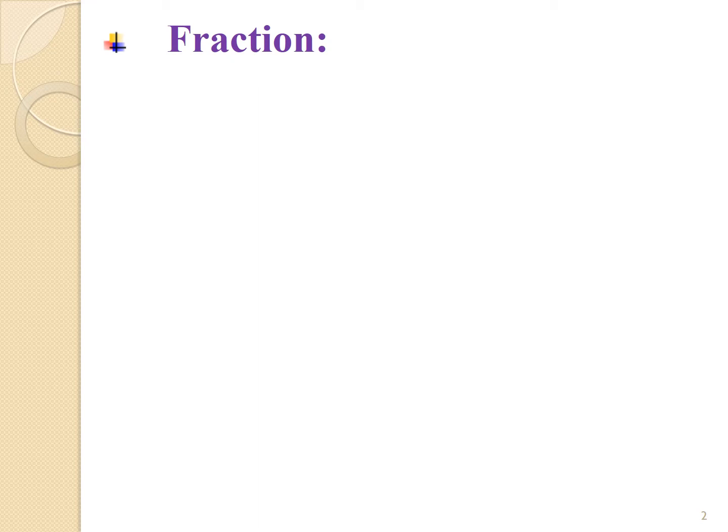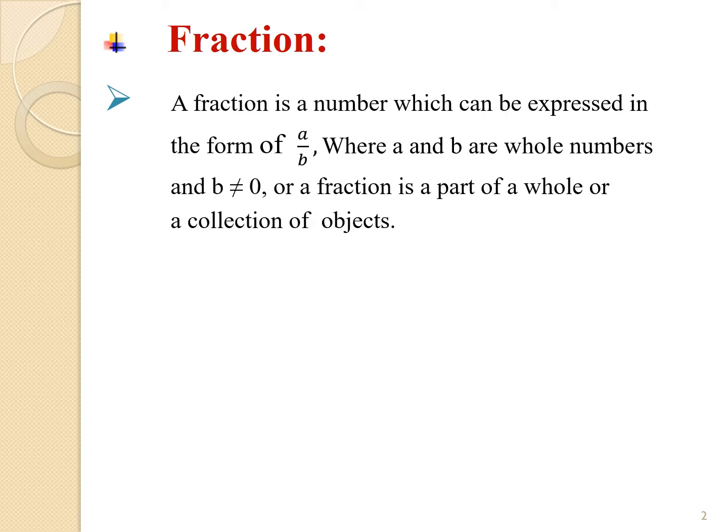Fraction. A fraction is a number which can be expressed in the form of a by b, where a and b are whole numbers and b is not equal to 0, or a fraction is a part of a whole or a collection of objects. Example, 3 upon 7 is a fraction because 3 and 7 both are whole numbers.